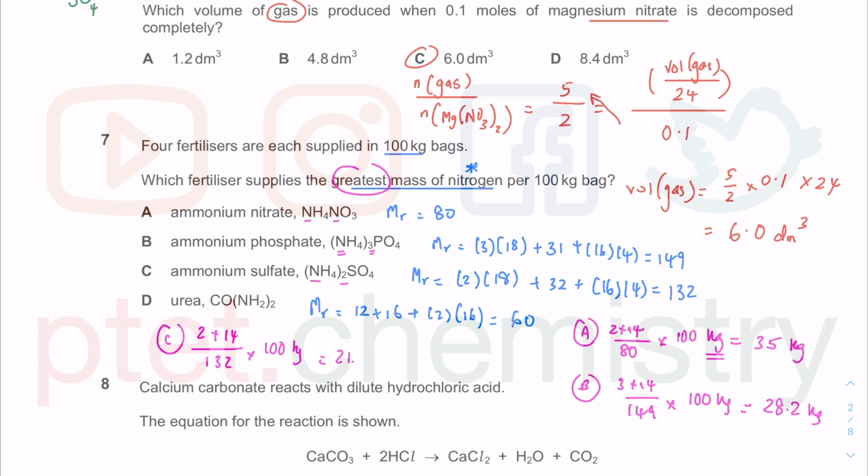So that is 21.2 kilogram. Last but not least, for D, I have 2 nitrogen, so 2 times 14 over 60 times 100 kilogram. That gave me 46.7 kilogram. The one with the greatest mass of nitrogen is very clearly the 46.7, so D is the answer there.